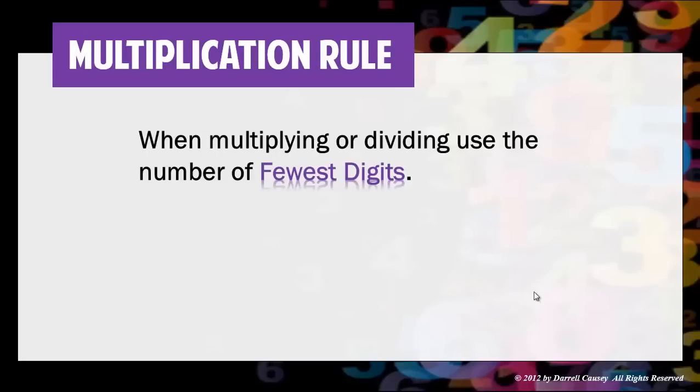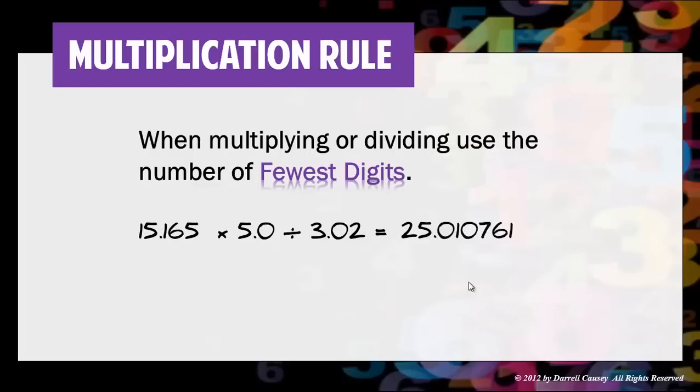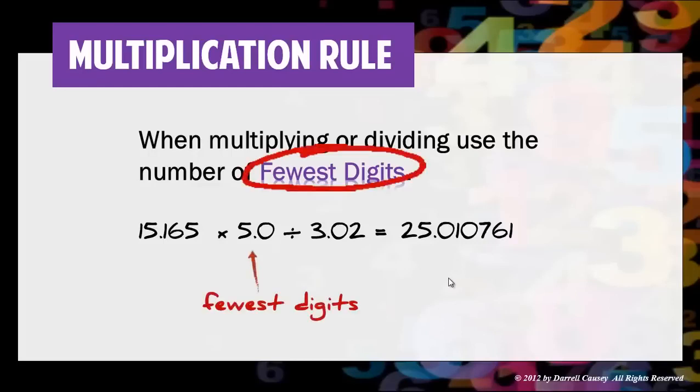The multiplication rule, which is the same for division. When multiplying or dividing, use the number of fewest digits. So we have a multiplication problem and then division. Remember, follow PEMDAS, left to right. And fewest digits would be 5.0. That's the fewest significant digits.